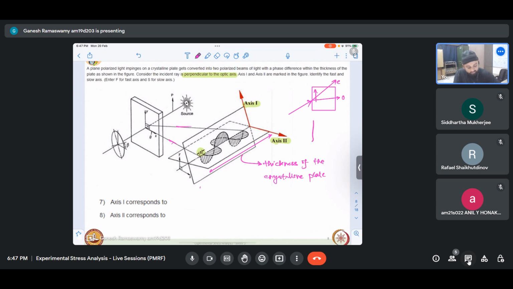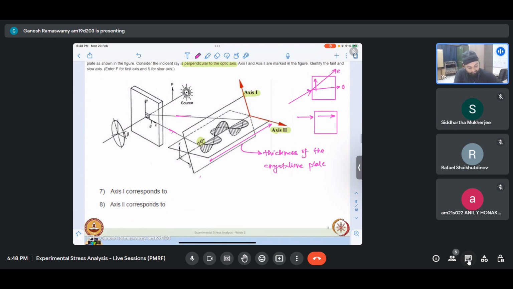Now in two limiting cases, we have the optic axis and the impinging light that is parallel. Let us say this were the optic axis and I impinge light that is parallel to this, then it just goes unaltered. Whatever light was impinged just goes unaltered.